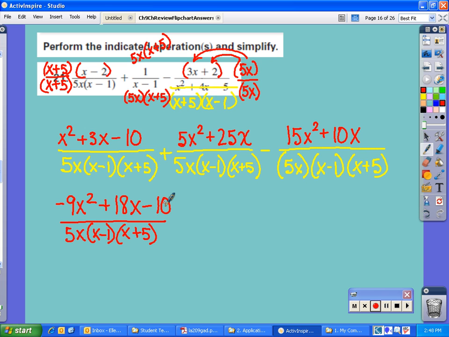The question is, does this thing factor? Factors of 90 that add to 18. And I can't think of any. So I think we must be done.